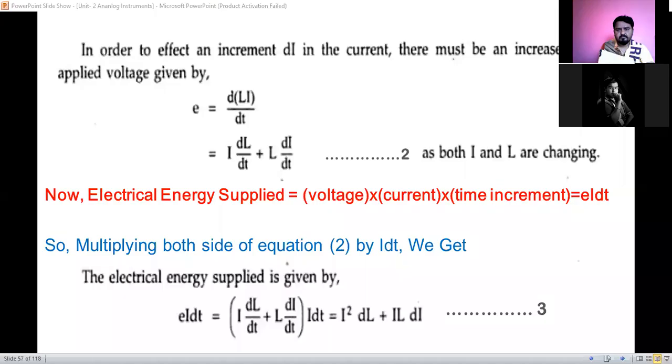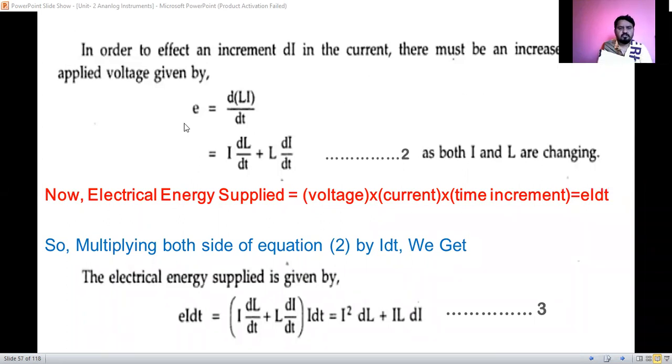Some student has called, because of that it was disconnected. So just a minute, I will share once again. Is it visible? The screen is visible? Yes, sir. Okay.